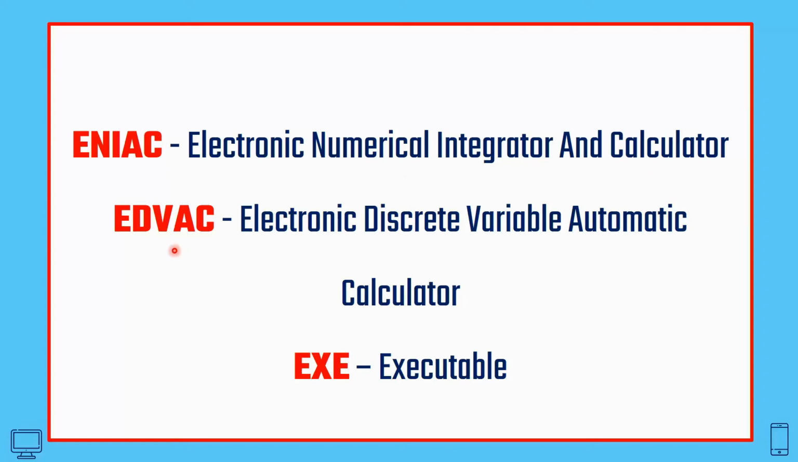And next, EDVAC, Electronic Discrete Variable Arithmetic Calculator. It was one of the earliest electronic computers. Unlike its predecessor, the ENIAC, it was binary rather than decimal and was a stored program machine. EXE, Executable. EXE is a common file name extension denoting an executable file for Microsoft Windows.